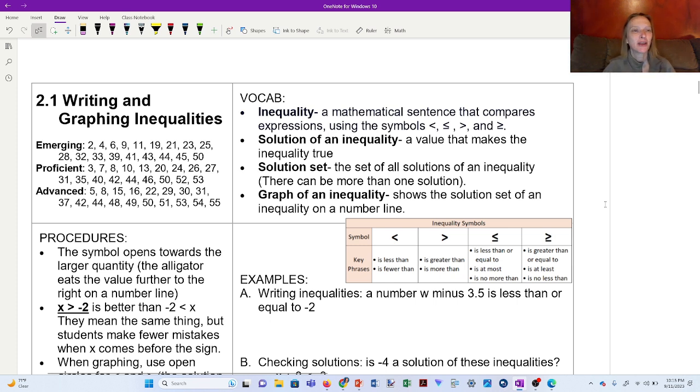Hi folks. Today we're going to be learning about writing and graphing inequalities. These are just the basics about inequalities before we start learning how to solve inequalities in future sections. So just a couple of important definitions first.